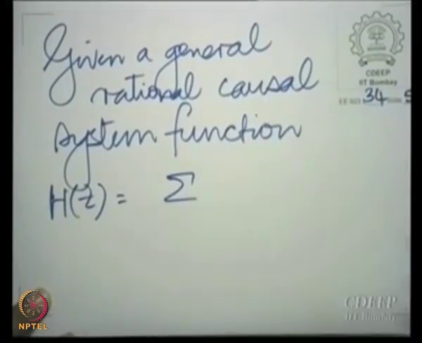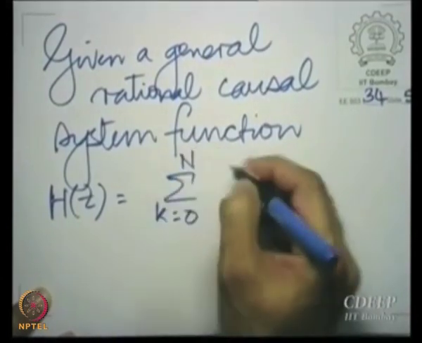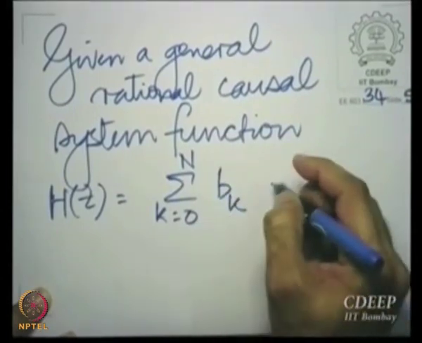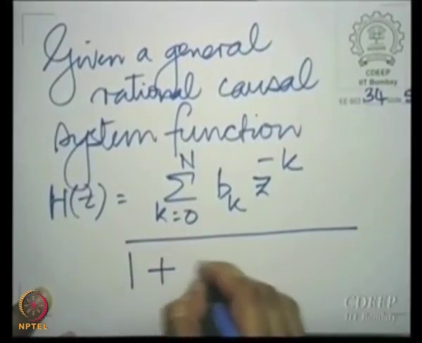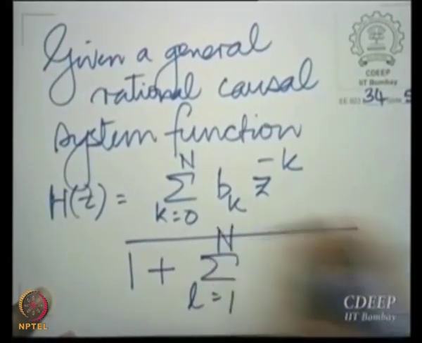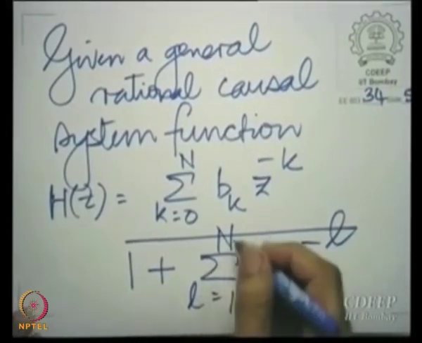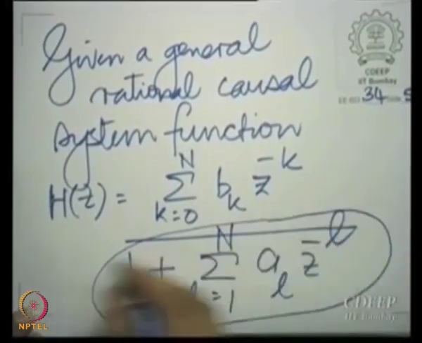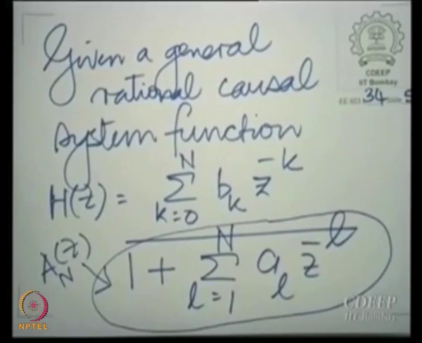summation, let's put it as, say, k equal to 0 to capital N, bk z raised to the power minus k, divided by 1 plus summation l going from 1 to capital N, al z raised to the power minus l. Then this essentially is equated to the denominator, Anz. So what it really means is that you need to choose as many stages in the lattice as the degree of the denominator. Now there is a bit of a catch.